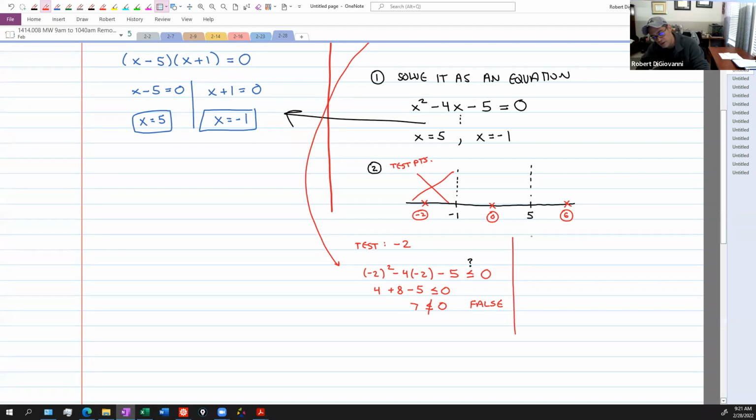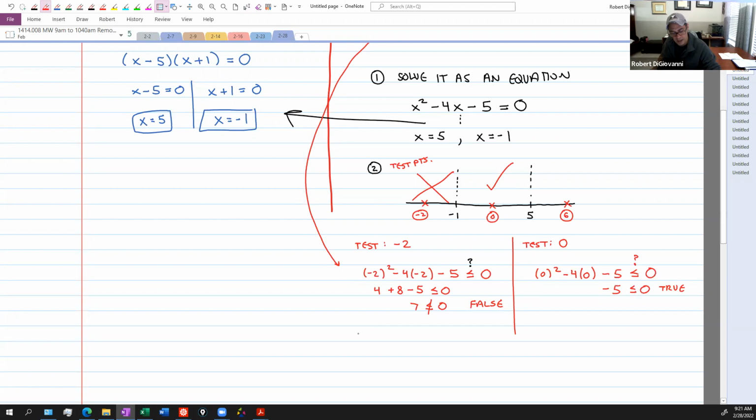So now I'll test 0. Are there any questions? Plug 0 in, no questions? 0 squared minus 4 times 0 minus 5. Is that less than or equal to 0? Question, is it, right? So this is 0, 4 minus 4 times 0, that's 0. So everything goes away except -5. And -5 is less than 0. This is true. Which means that everything that we would have picked between -1 and 5, everything will work.